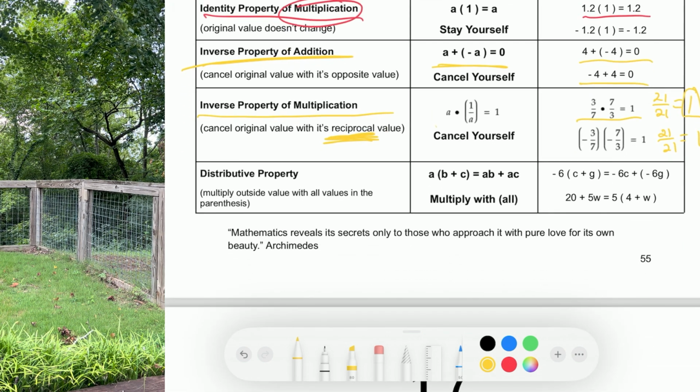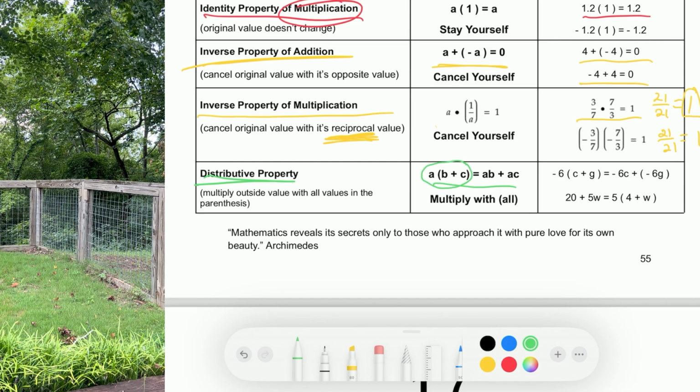All right, distributive property. This is our last one. This is one that you will use a lot. So it's really important to memorize this one. So the distributive property, I'll go to green here. You're going to multiply outside values with all the values in that parentheses.